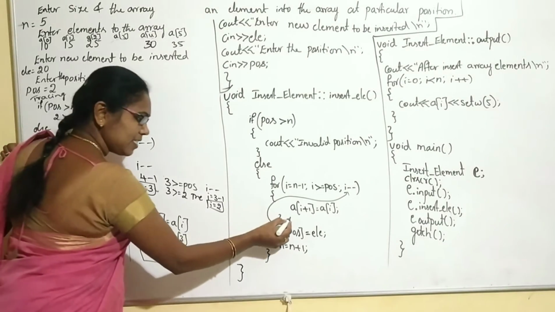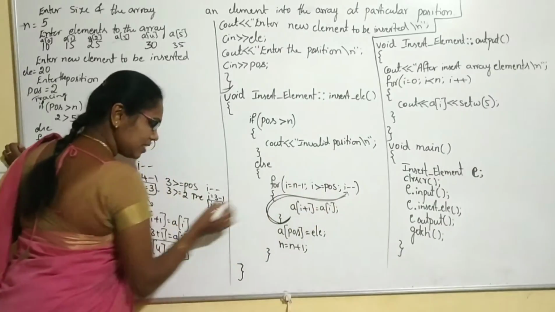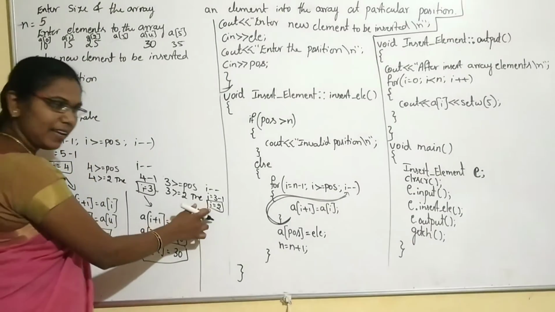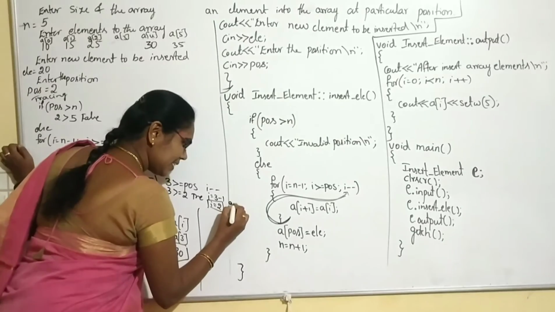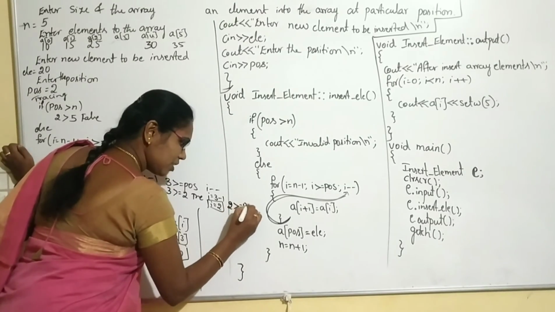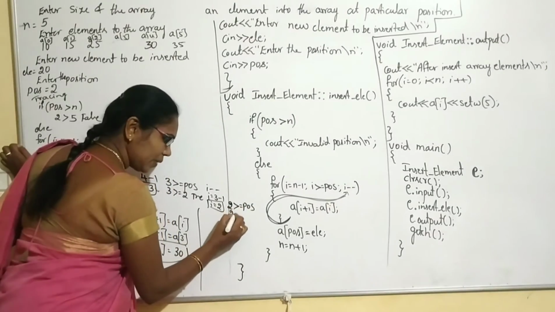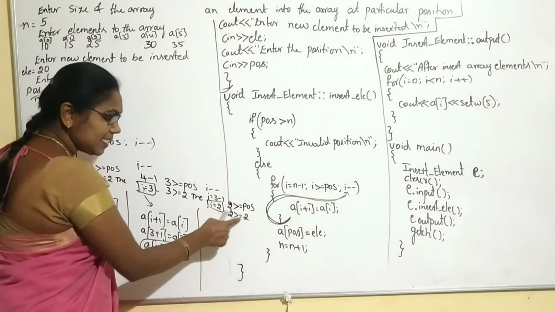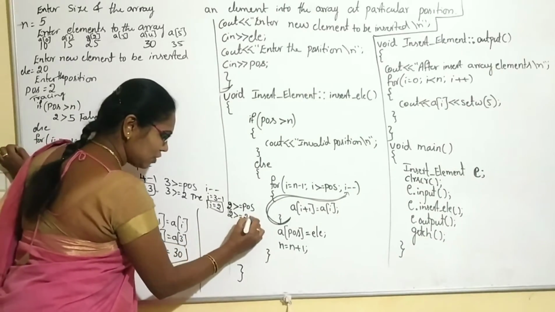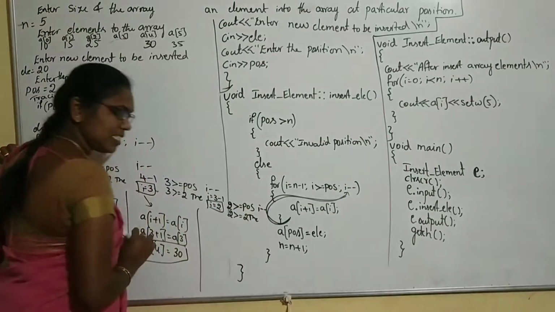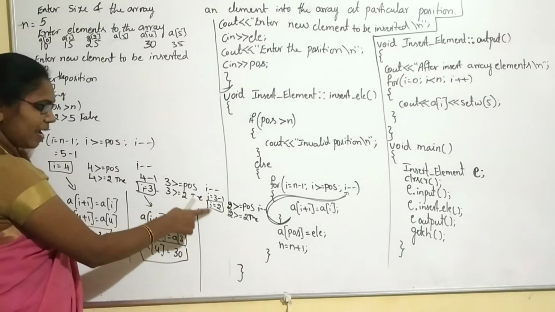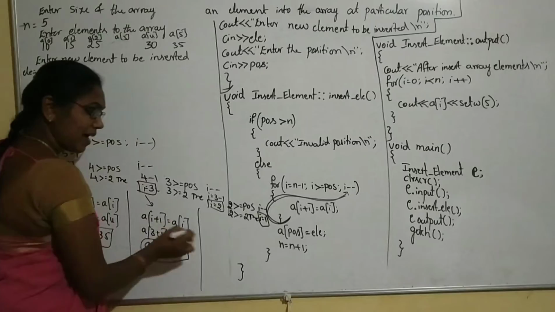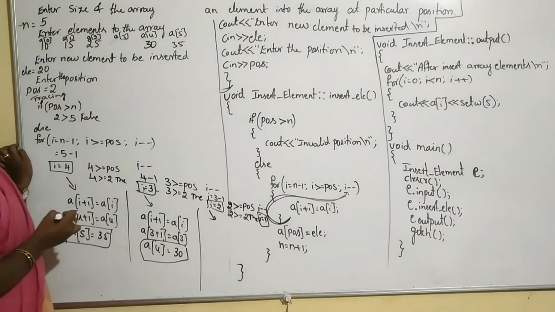Later, it will take the decremented value of I. What is the decremented value of I? 2. Now, I value is 2. Again, it will check the condition. 2 is greater than or equal to position. 2 is not greater than 2, but it is equal to 2. Yes, condition true. Again, I decreases its value by 1 unit. Here I value is 2. For the next iteration, I value is 1. But for this iteration, I value is 2.